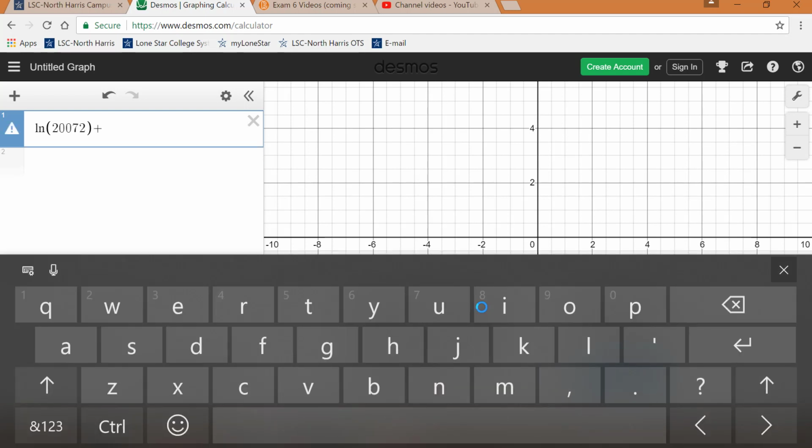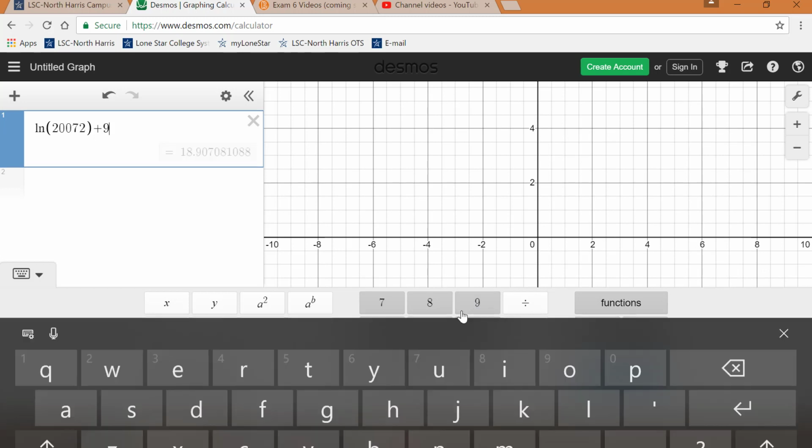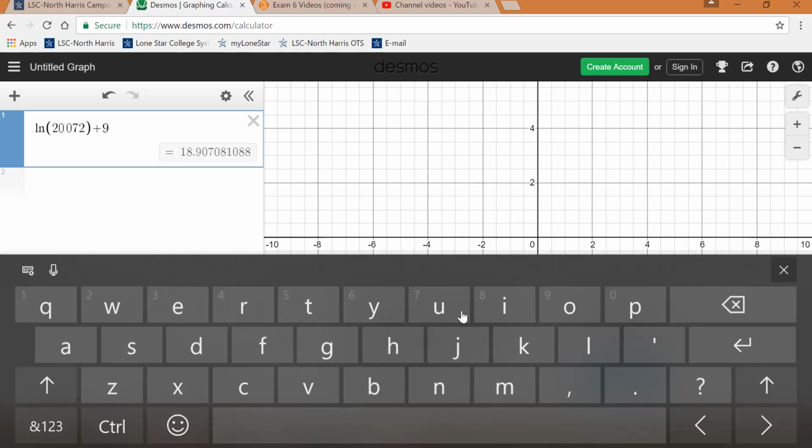I do not know why this keyboard refuses to stay down, but it does.